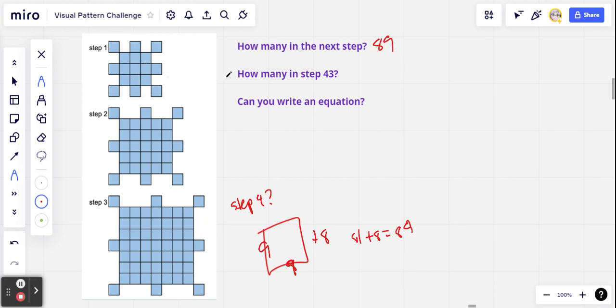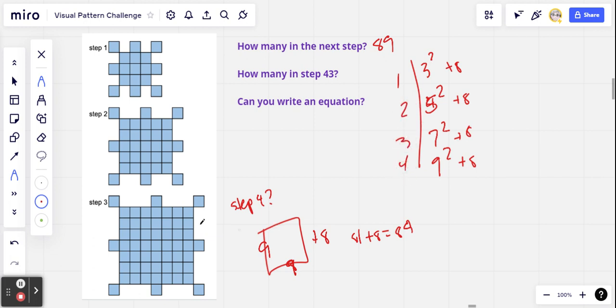So let's make a kind of a list here. We've got 3 squared plus 8, and that's in step 1. And then we've got 5 squared plus 8, and then 7 squared plus 8. And we're predicting 9 squared plus 8 there. So those are our steps. And this is really a square that's going up by 2 each time. So let's think about that.